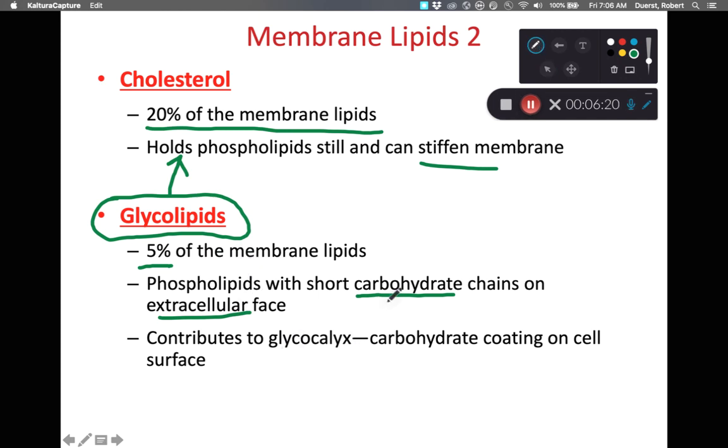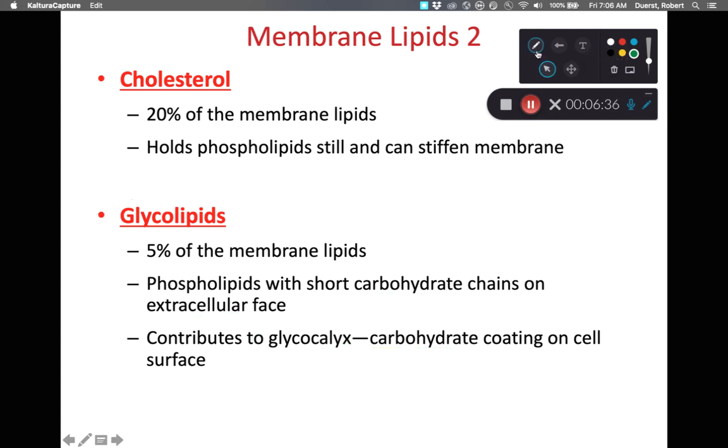As we're looking at those carbohydrates that are on the surface of the cell, they make something known as the glycocalyx, which is a carbohydrate coating on the outside of the cell that helps to retain fluid in the extracellular environment. It helps to retain the interstitial fluid of our bodies and maintain water balance.